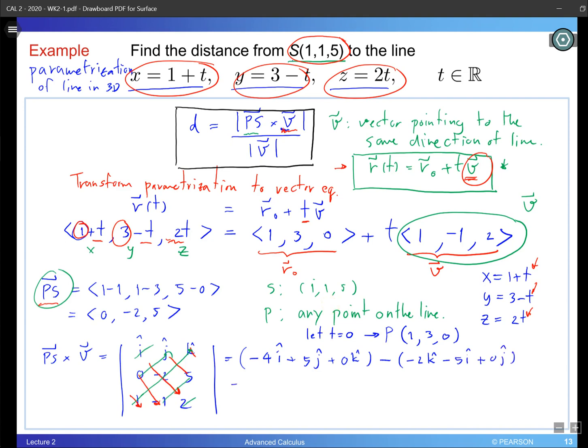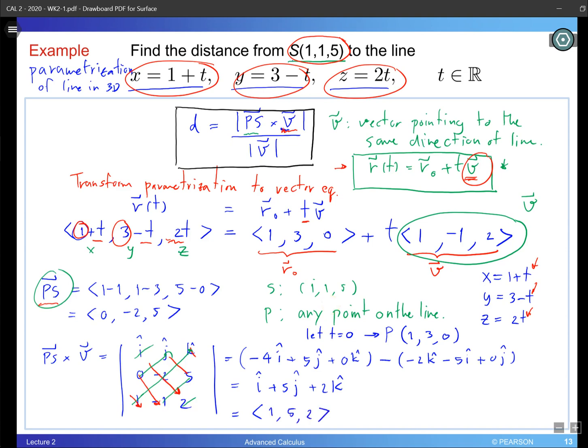Now I combine all of these terms. Minus 4 plus 5, so I get 1i, just i. For j I have 5j plus 0j. And for k, 0k and minus 2k, that's plus 2k. So what we have right here is PS cross V. You can present this vector in this form: 1, 5, 2.